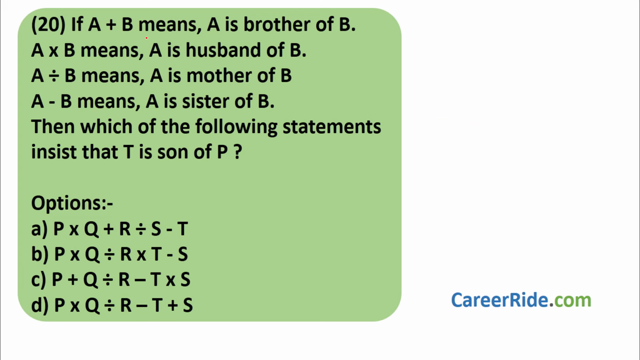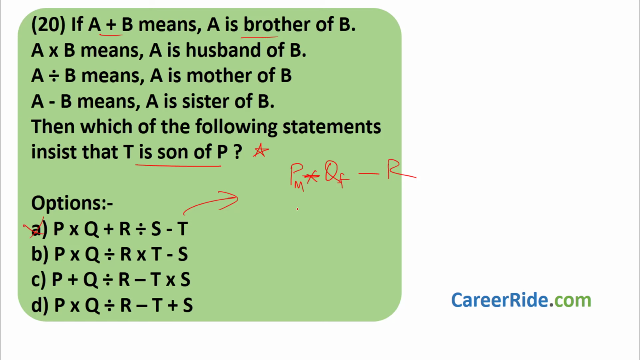Over here some symbols and relations are given and we have to find the statement that insists that T is the son of P. Focus on this statement as well as the options. What to do? Draw a tree diagram for all of them. First option, P multiplied by Q. P is husband of Q. P is male, Q female. Q plus R. Q is brother of R. But Q is female. Q can be sister, Q cannot be brother. So the first option is wrong.